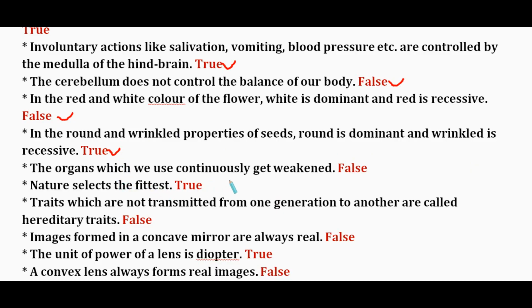True. The organs which we use continuously get weakened. False. Nature selects the fittest. True. Traits which are not transmitted from one generation to another are called hereditary traits. False. Images formed in a concave mirror are always real. False. The unit of power of lens is diopter. True. A convex lens always forms a real image. False.